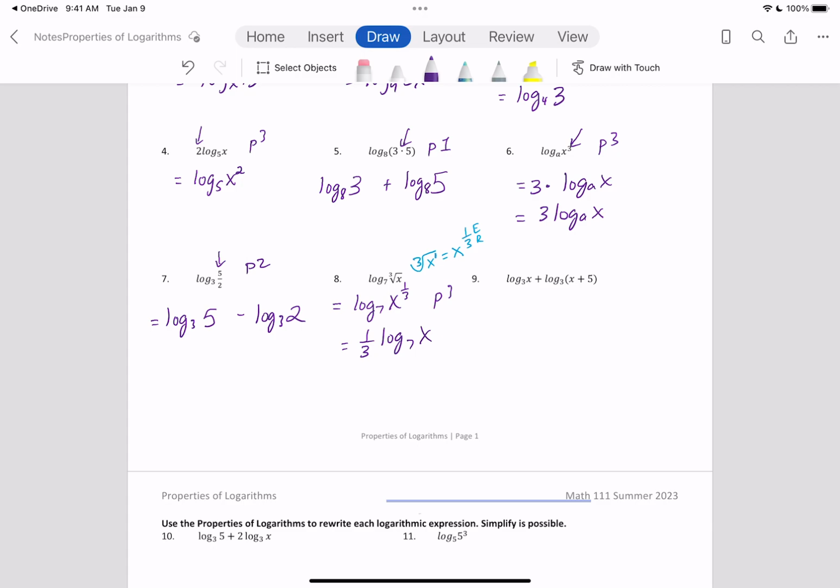All right, then number 9, I'm given a sum. So we're going to use property 1 and we're going to change it to a product. So we'll have log base 3, and then we're going to multiply x times x plus 5. And of course we're going to need to clean that up. So if I distribute, I get x squared plus 5x. I put that one in a parenthesis because it's an expression, and we are taking log base 3 of that entire thing, okay?